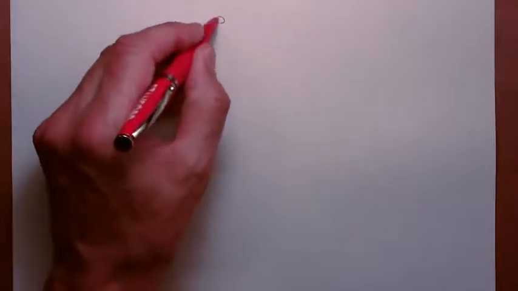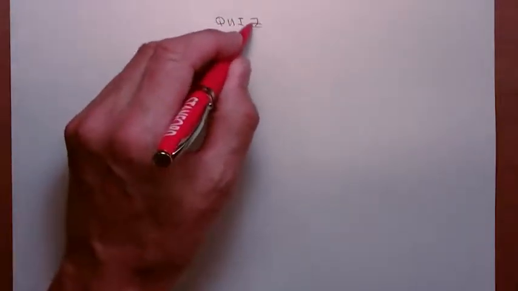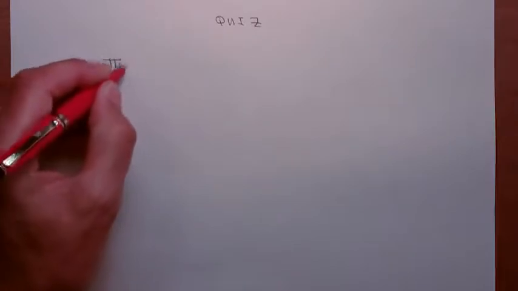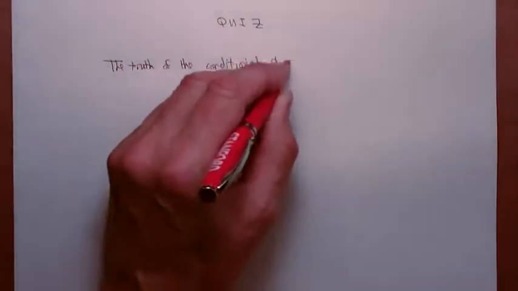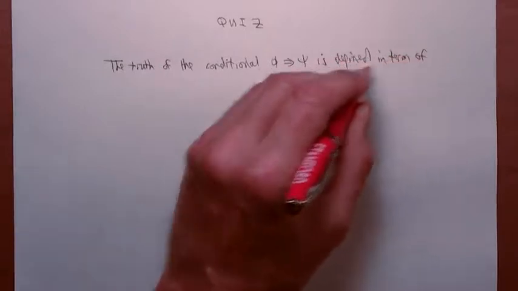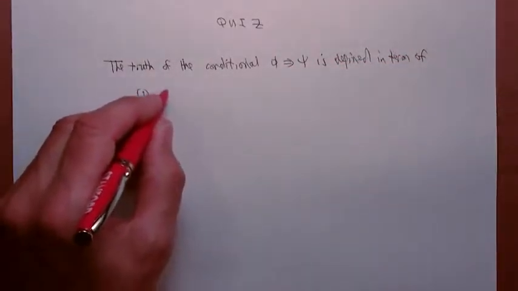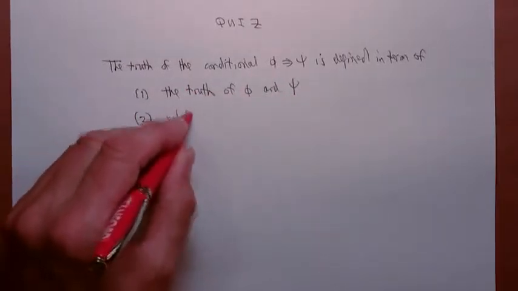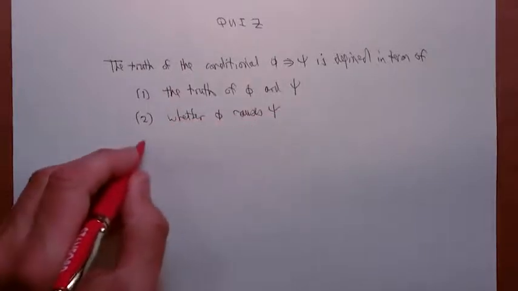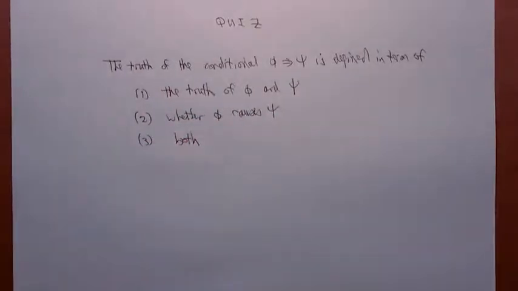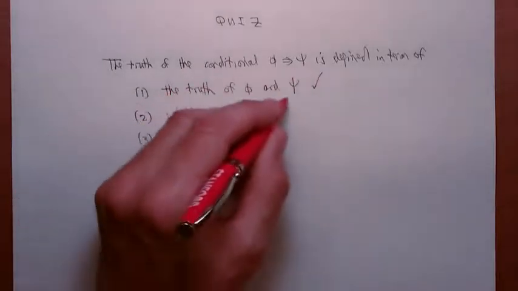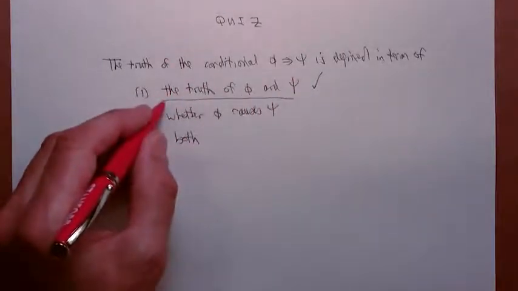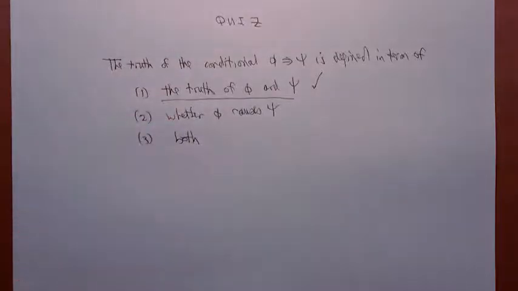Okay, I think we need to catch our breath. Let me do that by giving you a quiz. The truth of the conditional from phi to psi is defined in terms of 1. The truth of phi and psi, or 2. Whether phi causes psi, or both. Which is it? It's number 1. We define the truth of a conditional in terms of the truth and falsity of the antecedent and the consequent.